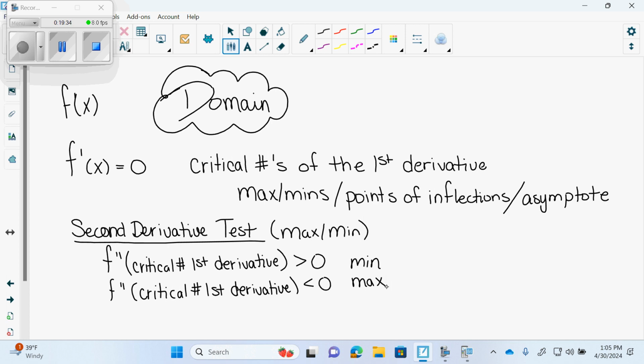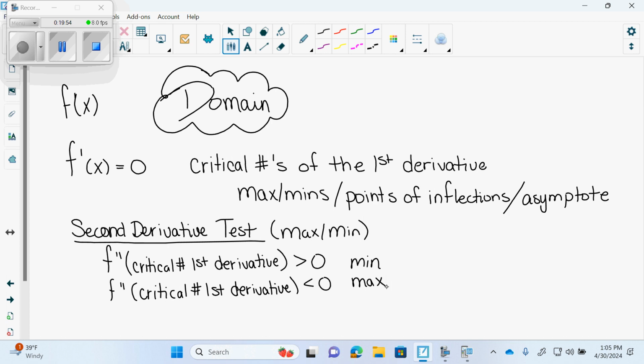Okay? So if I ask you for maxes and mins tomorrow, do you have to find the intervals of increase, decrease? No, you can plug it into your second derivative. Sometimes it's easier to find the intervals of increase, decrease because the second derivative is awful. Like if it's a really ugly product rule or something, it might be easier just to actually find the intervals of increase, decrease.